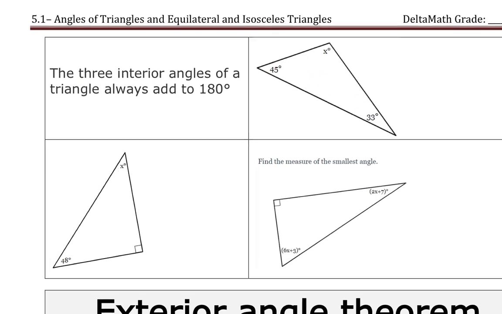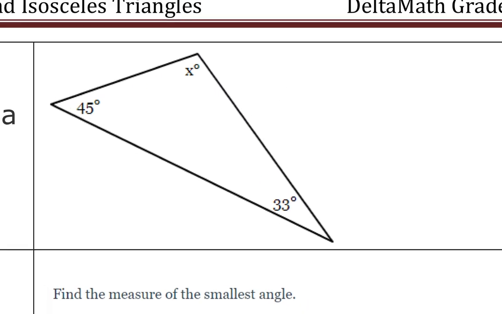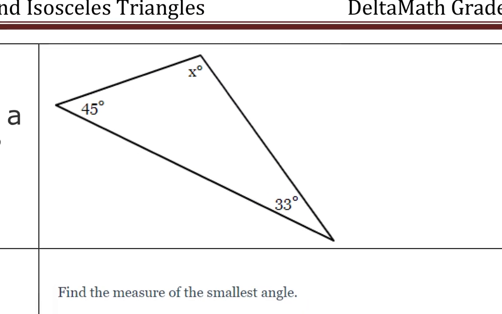The three interior angles of a triangle always add up to 180. So all three always add to 180. You probably already know that one. Let's look at this right here. If we know this angle is 45, this is 33, and this is x, how do we find x?